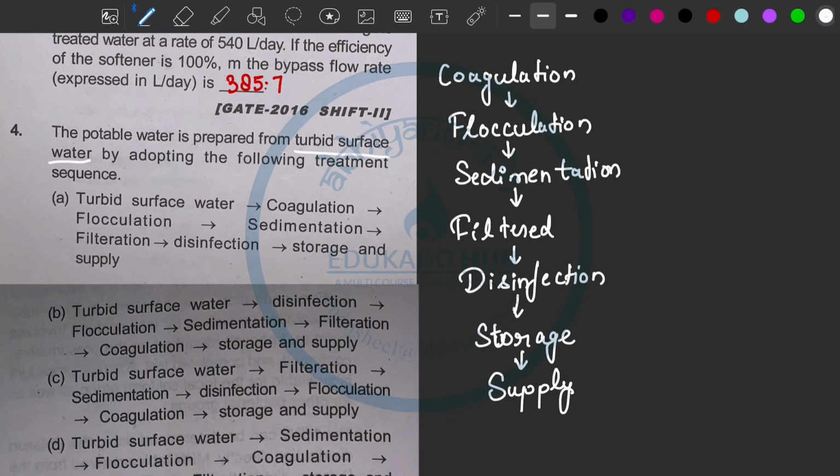So this is a typical treatment sequence of turbid surface water. If we talk about all of the processes in brief, coagulation is nothing but neutralization of charged particles in the turbid water which would otherwise repel each other.